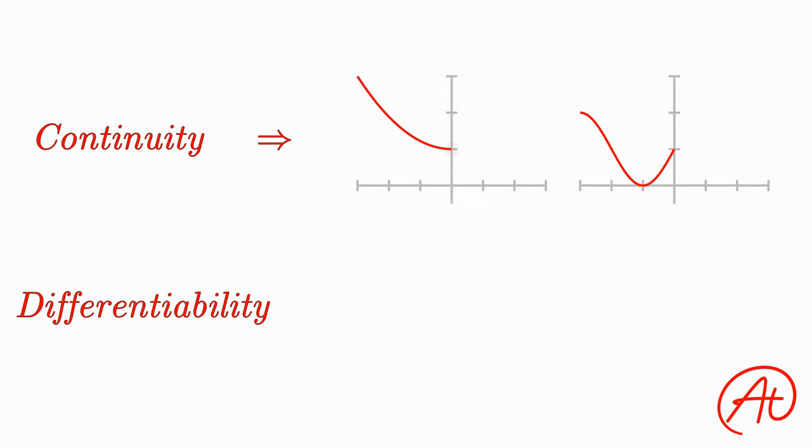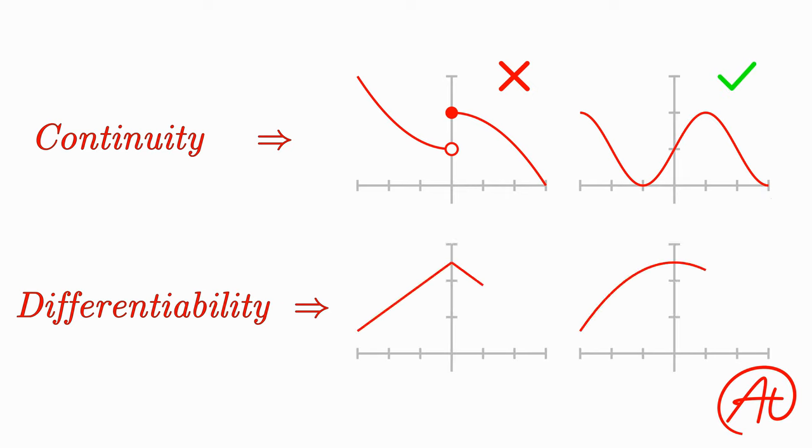To recap, here are some rules of thumb for remembering continuity and differentiability. In order for a function to be continuous, there can't be any breaks or gaps. You must be able to draw the function without picking up your pencil. In order for a function to be differentiable, the function must be smooth without any sharp points or instantaneous changes in the function's slope.